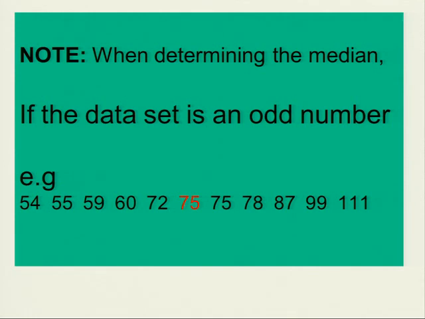Look at my example. If I count the numbers in this data set, I have 1, 2, 3, 4, 5, 6, 7, 8, 9, 10, 11 values. And 11 is an odd number. So by virtue of having 11, it means I'm going to have only one number in the middle. And then 75 will be the number in the middle. So 75 in this case will be our median.